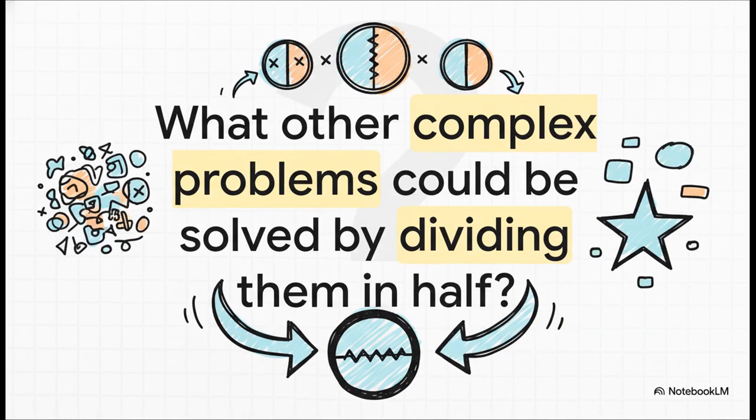And that leaves us with one last thought. This whole idea of splitting a problem in half, it doesn't just apply to sorted lists of numbers. So the real question is, what other big, complex problems, maybe in your work, maybe in your life, could be made so much simpler just by finding the middle and throwing half of the problem away?